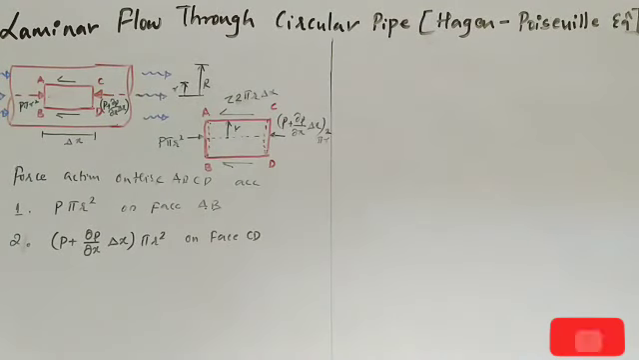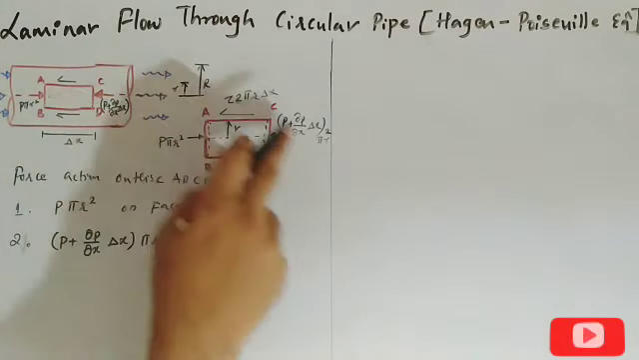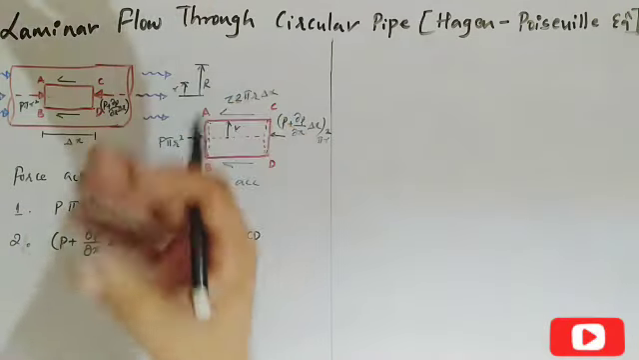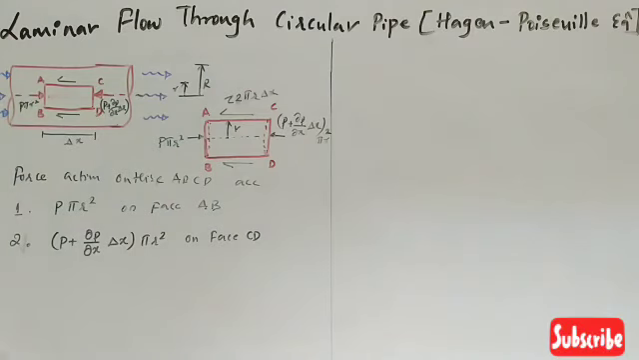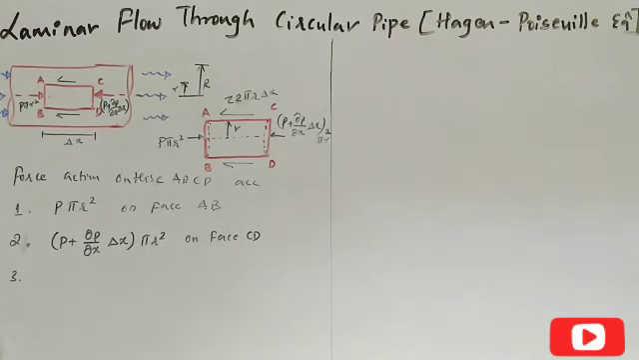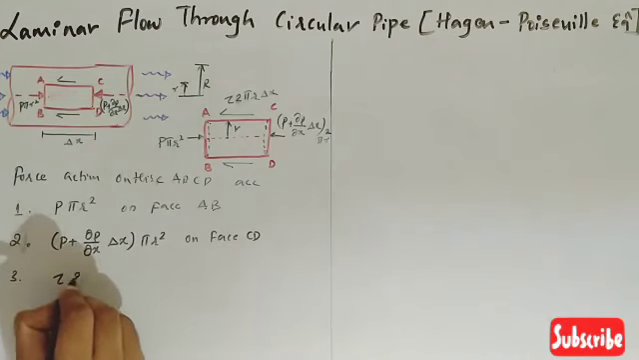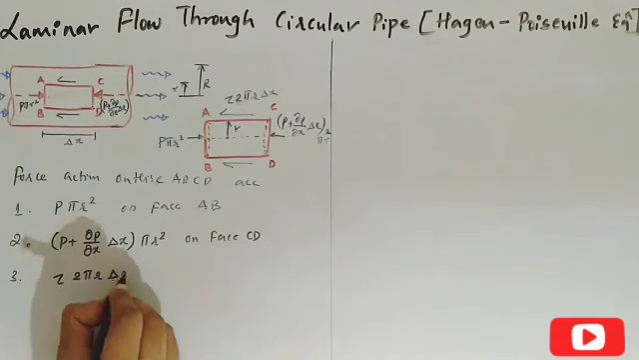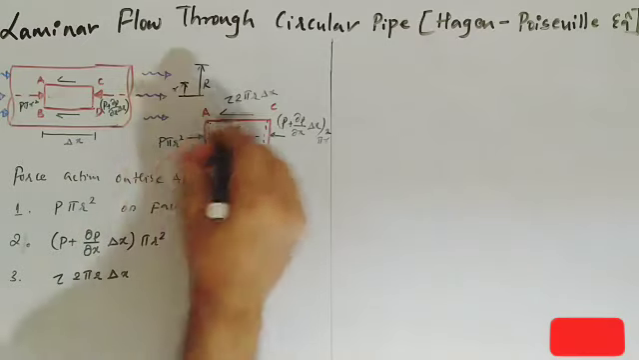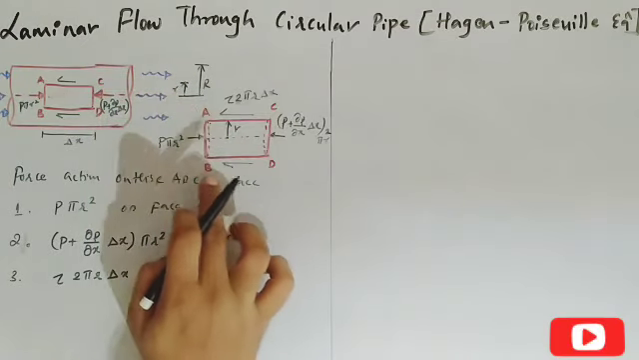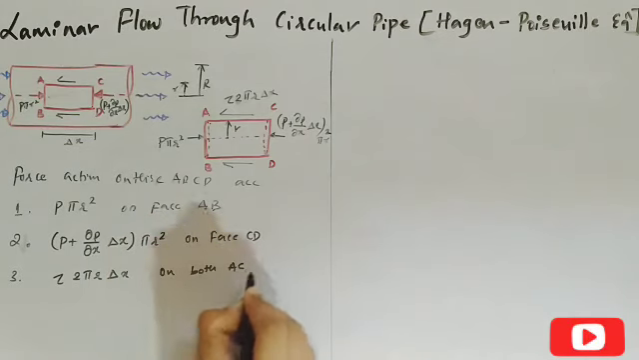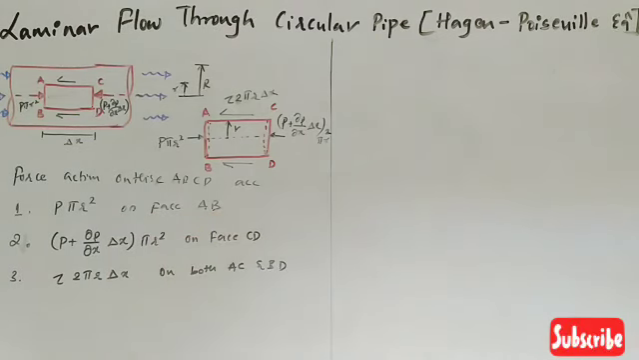Now because the fluid is flowing past this element, there will be shear stress on its surfaces. So the third force acting on this cylindrical element will be the shear force, that is tau into 2 pi r delta x, where the length I have considered is acting on both surfaces AC as well as BD.